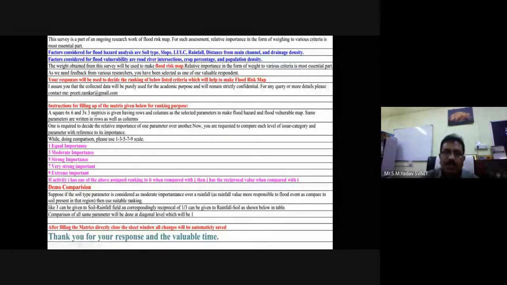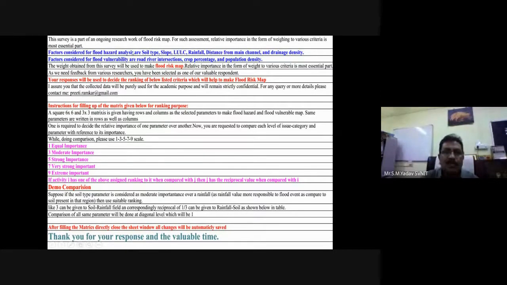Then the instructions for filling up this questionnaire survey. As we know, flood hazard has 6 parameters, so a 6 into 6 square matrix. Flood vulnerability has 3 parameters, so a 3 into 3 matrix. And how to fill it? That is 1, 3, 5, 7, 9. What does 1 mean, 3 mean, 5 mean, 7 mean, 9 mean? That you have to briefly explain in the beginning of the questionnaire survey before distributing it to the experts.